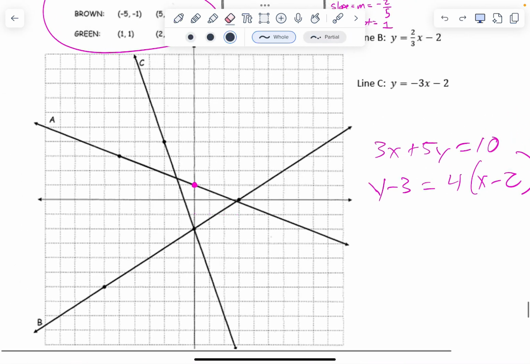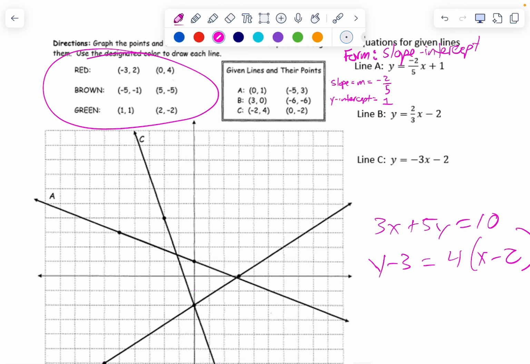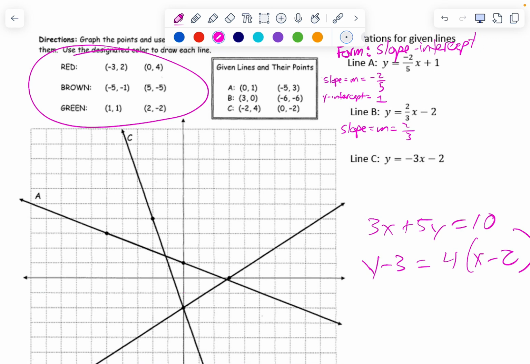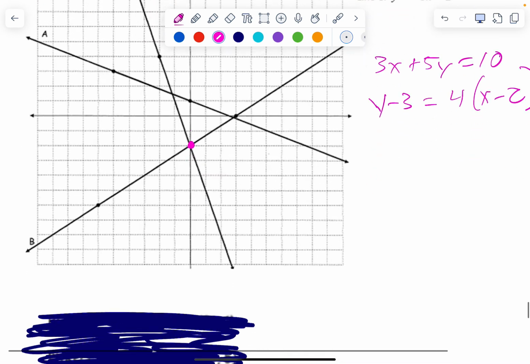What is the slope of the second line? All right, so up 2, right 3, so slope is 2/3. And then I'm going to abbreviate this y-int for y-intercept is negative 2 according to Jeremiah. Okay, so there's negative 2. And then we go up 2 over 3 and we hit that point right there. There's our slope of 2/3, just reminding you of that.